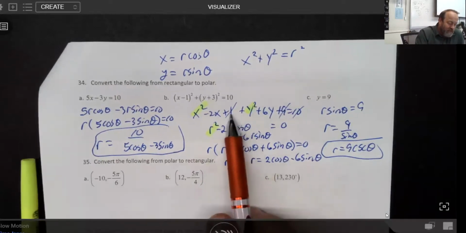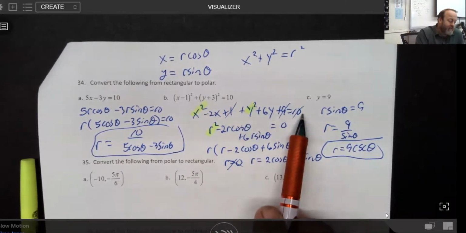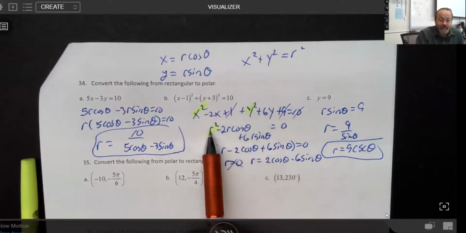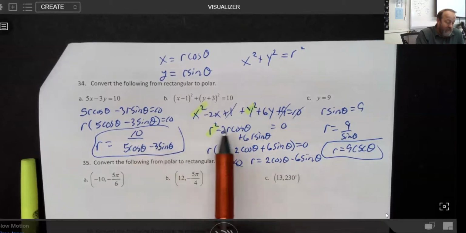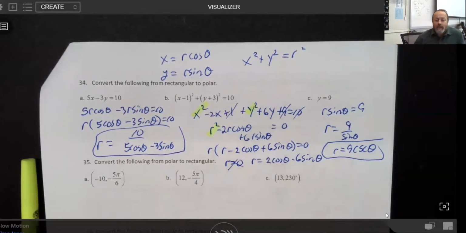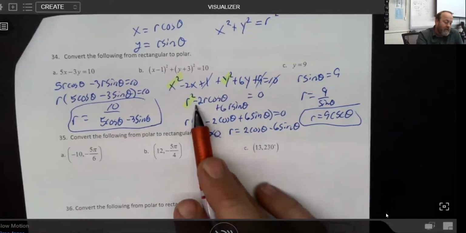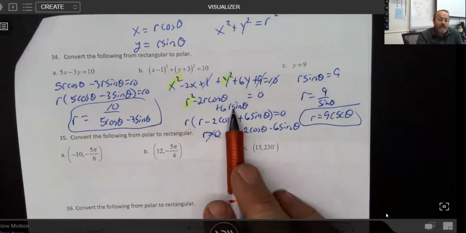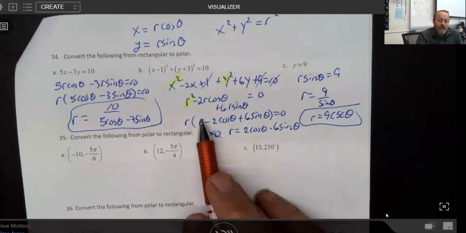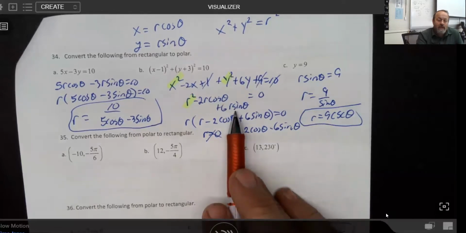So after I multiplied this out, I noticed the 1 and the 9 made 10, so that canceled, which is pretty nice. Second, you'll notice that I highlighted x squared plus y squared because that is r squared. Then I replaced x with r cosine theta and y with r sine theta. On this particular line, every single one of these terms has an r in common, so I factored an r out. Factoring an r out of r squared leaves r, out of this leaves 2 cosine, and out of the 6 sine, there we go.